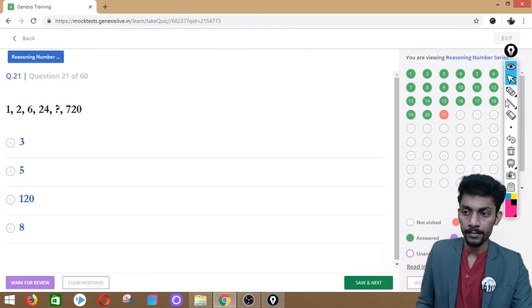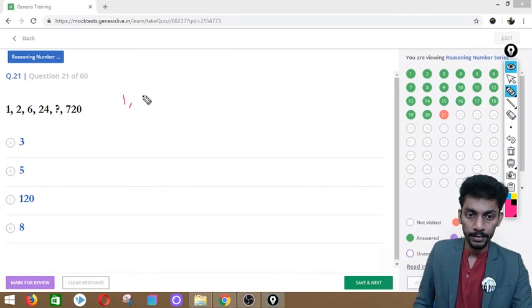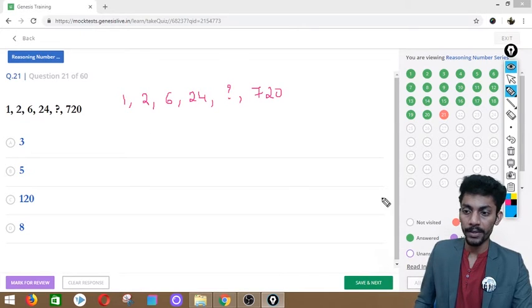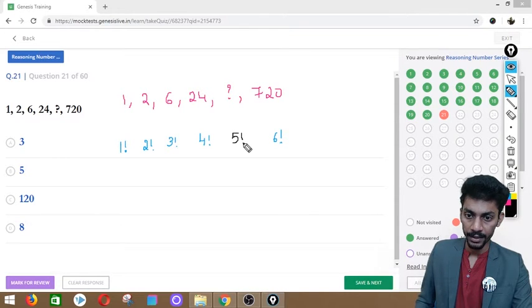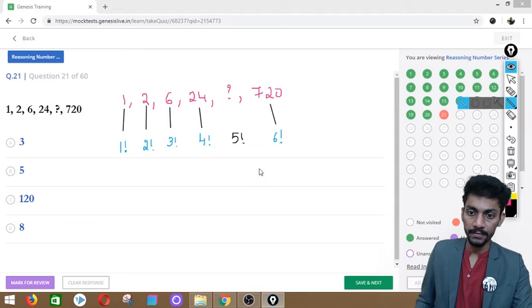Next question. Question number 21. 1, 2, 6, 24, question mark, 720. Very simple. Why am I saying it is very simple? Because this is nothing but 1 factorial, 2 factorial, 3 factorial, 4 factorial, and this is 6 factorial. The answer should be 5 factorial. Correct? 1 factorial is 1, 2 factorial is 2, 3 factorial is 6, 4 factorial is 24, 6 factorial is 720.